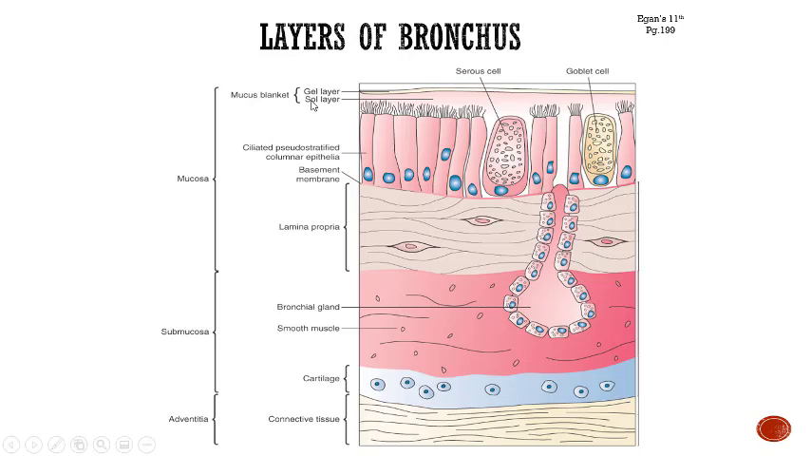So this shows you the layers of the bronchus in a different way. The only things that I personally care about, I will tell you. If I don't mention it, then I don't care about it, in the sense that you don't have to memorize it, and I would never test you on it. So here come the things that I care about. I care about the gel layer and the sol layer.